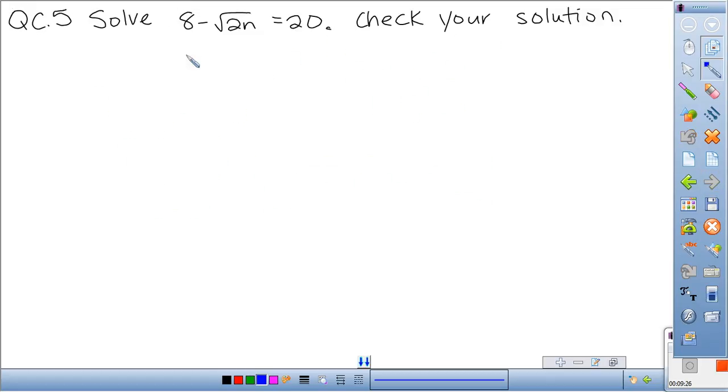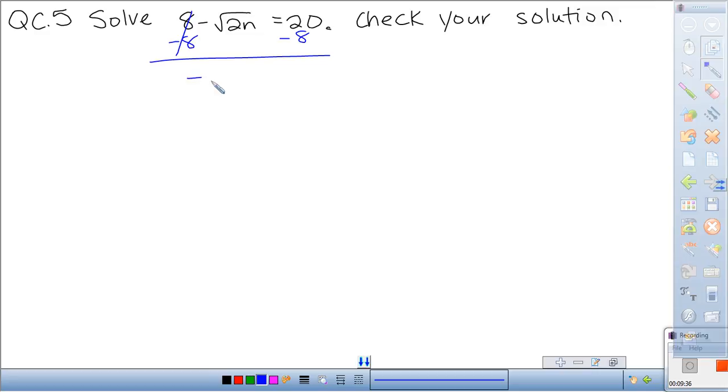Let's look at one more like that. Again, we want to isolate the radical, so I have 8 minus the square root of 2n. So I would subtract 8 from both sides first. Negative square root of 2n is equal to 12. And then I want to get rid of that negative. So in order to do that, either multiply both sides by a negative 1 or divide both sides by a negative 1. So you have the square root of 2n equals 12 divided by negative 1 is negative 12.